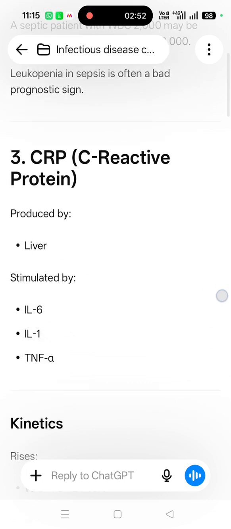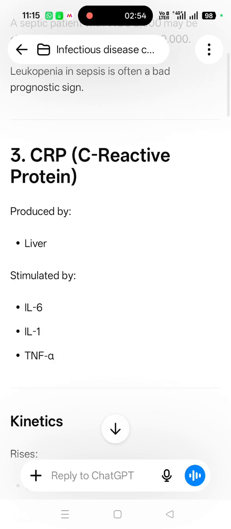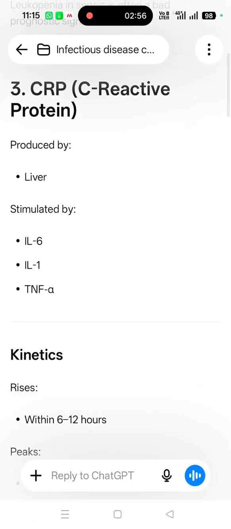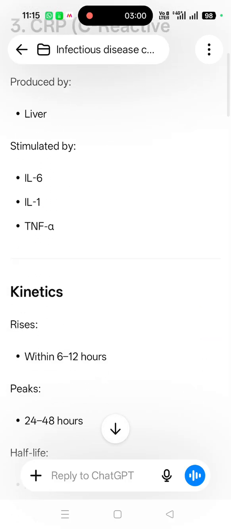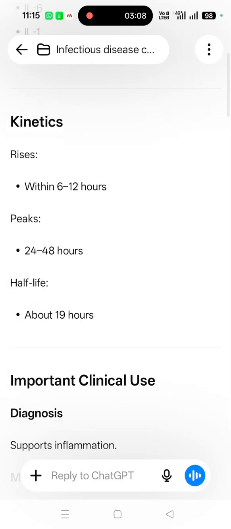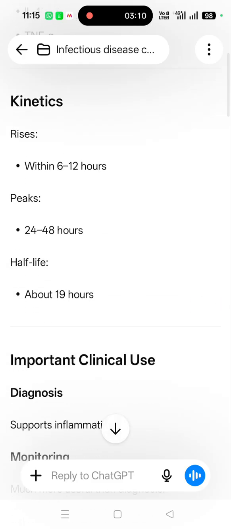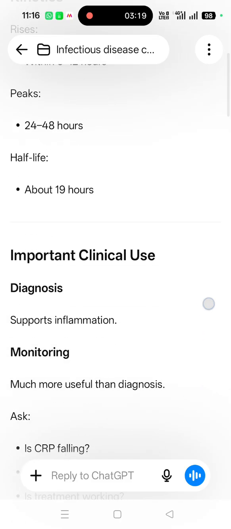Now coming to the CRP, that is C-reactive protein. This is produced by the liver and it is stimulated by IL-6, IL-1, TNF alpha. So if there are more inflammatory cells, they will secrete these and it will affect the liver. Then kinetics: it rises within 6 to 12 hours, reaches peak at 24 to 48 hours, and half life is about 19 hours.